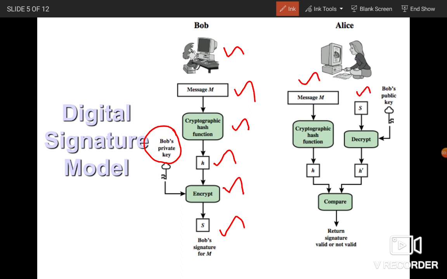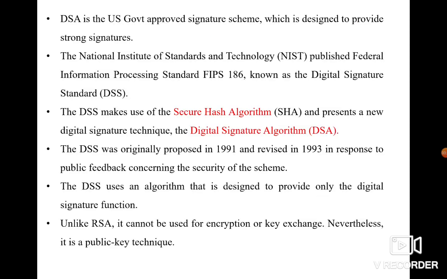She applies the cryptographic hash function again to generate the hash code. At the same time she decrypts the encrypted signature by using the sender's public key. This is the decrypted signature. Now she compares both the calculated hash code and the decrypted signature. If both are equal, then the signature is valid.